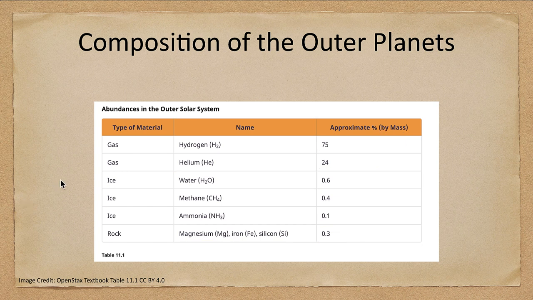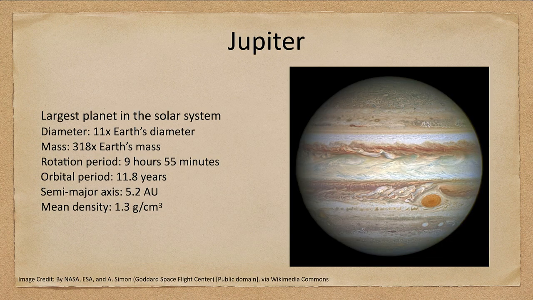Now let's look briefly at each of these planets. Let's start off with Jupiter, which is the nearest of the giant planets and is the largest planet in the solar system. As you recall, we put these relative to Earth. So instead of giving you a diameter in kilometers, we say that it is 11 times Earth's diameter, meaning that you could fit 11 Earths across Jupiter. Its mass is 318 times Earth's mass, so you would need 318 Earths to make one Jupiter.